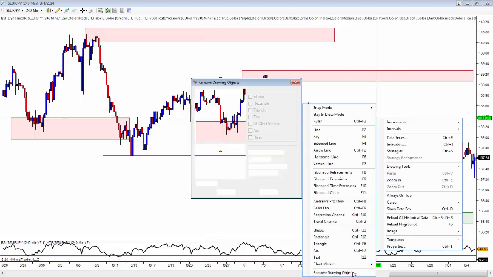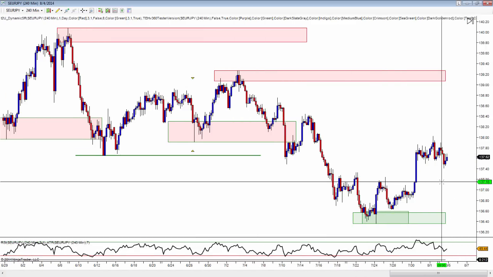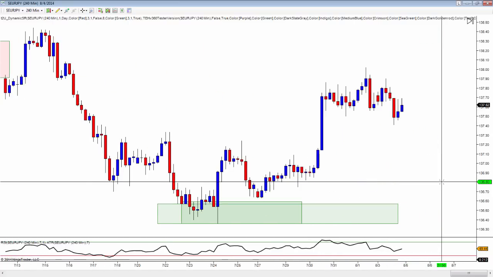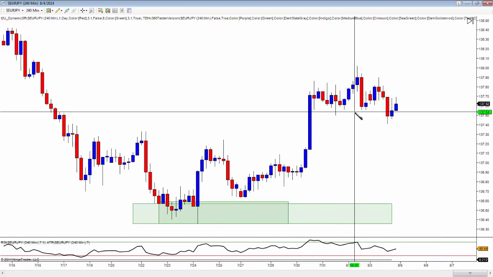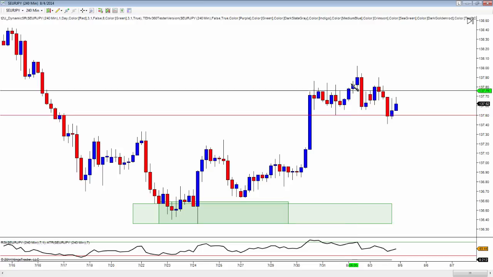We notice a flag pattern here, or what was once looking like a flag pattern. And again, just paying attention to the candlestick structure. Boom, we had our initial lows right here. We had our initial highs right here.